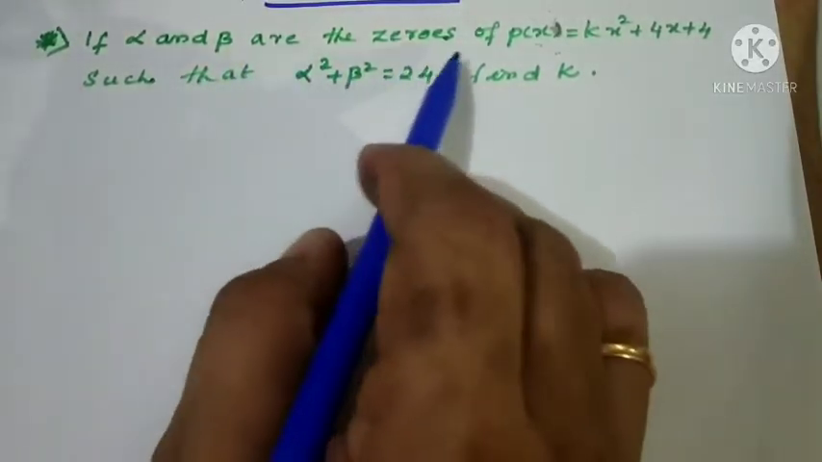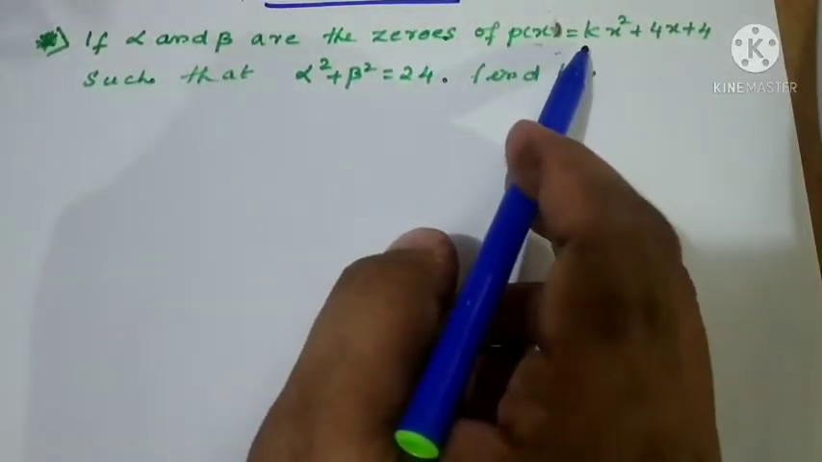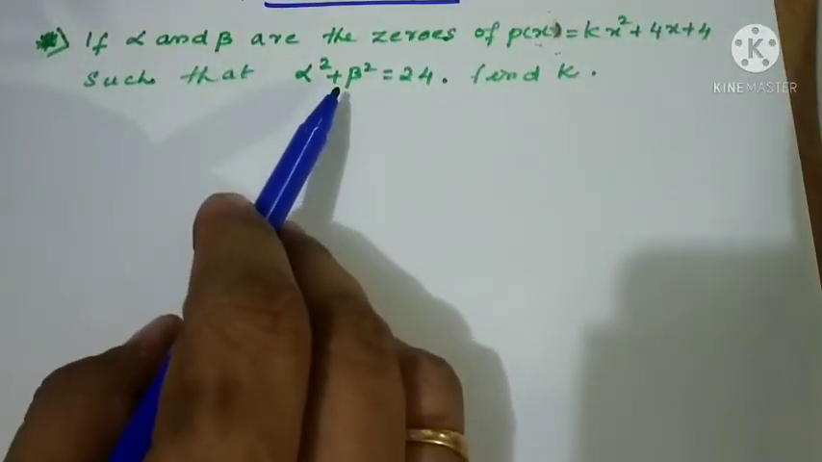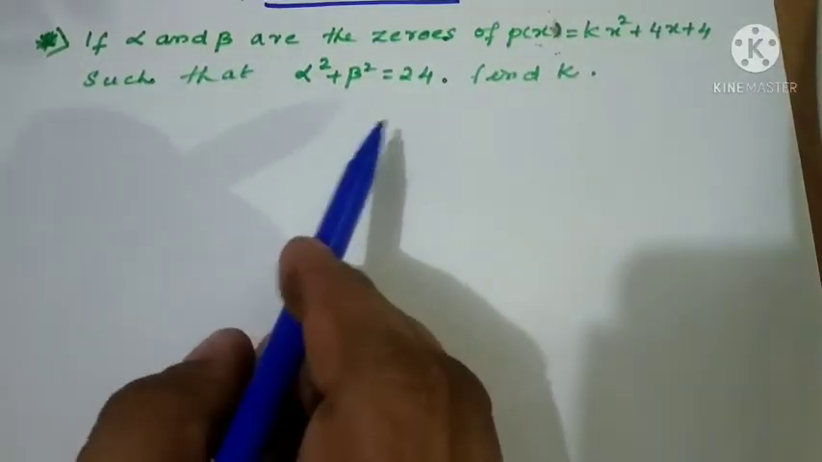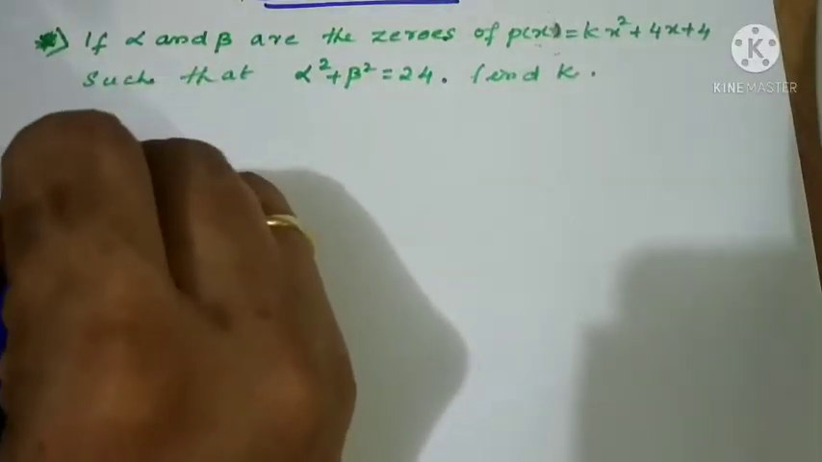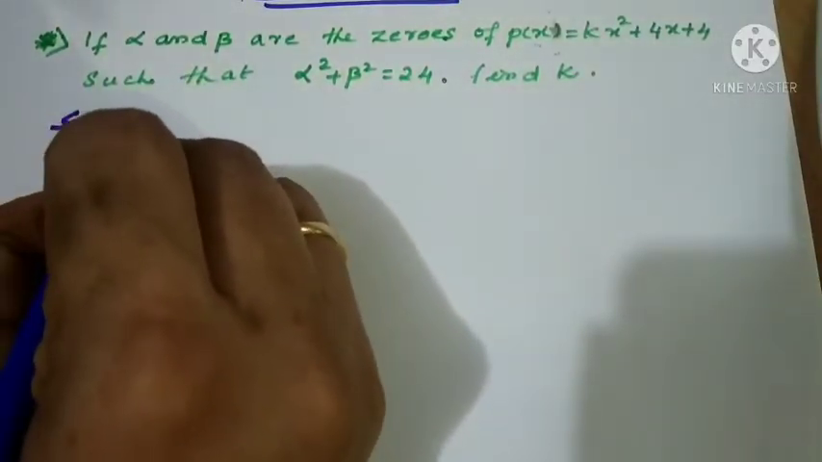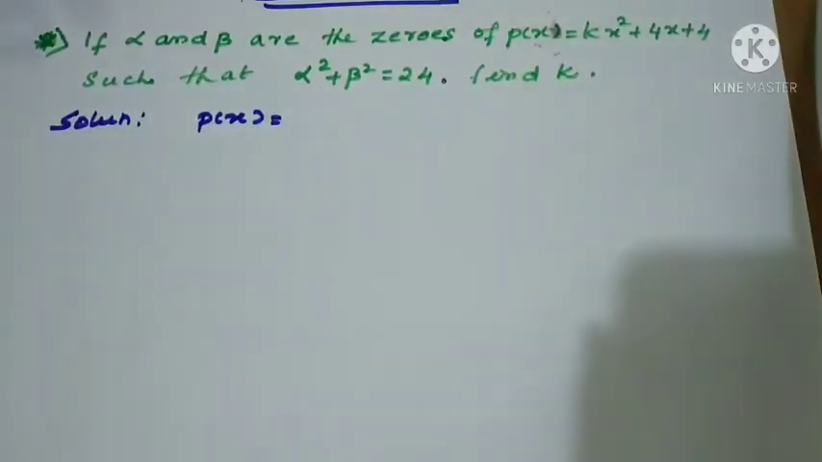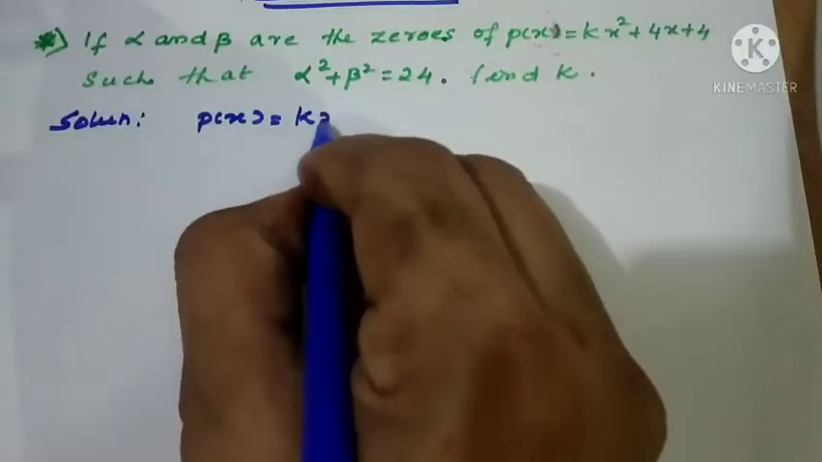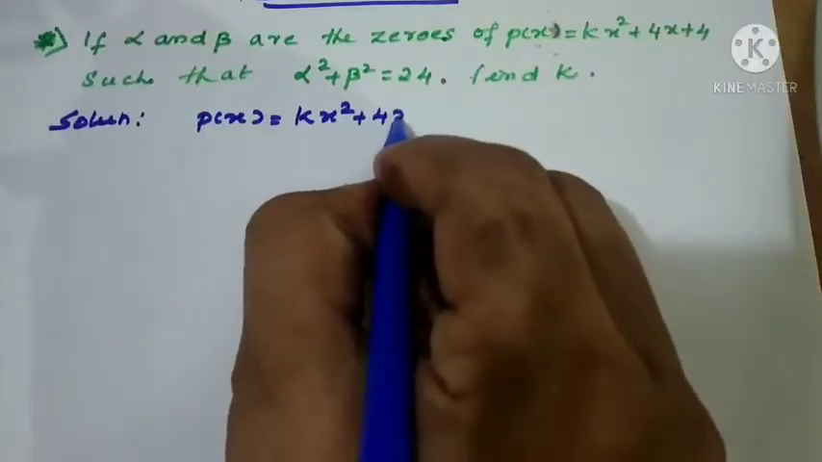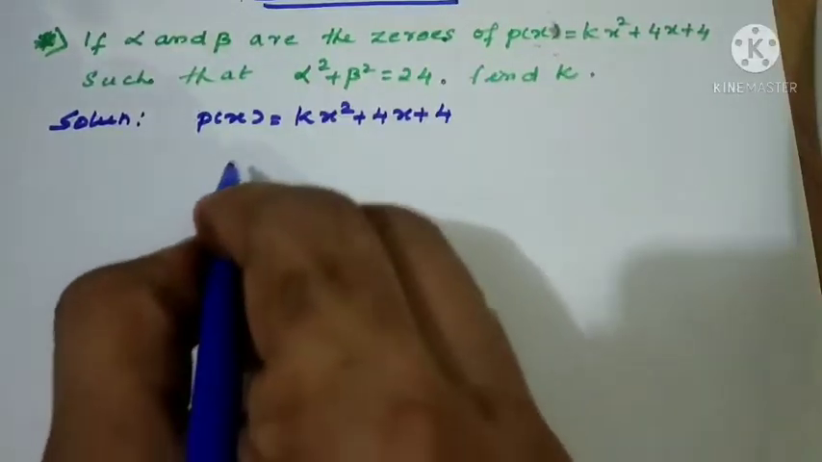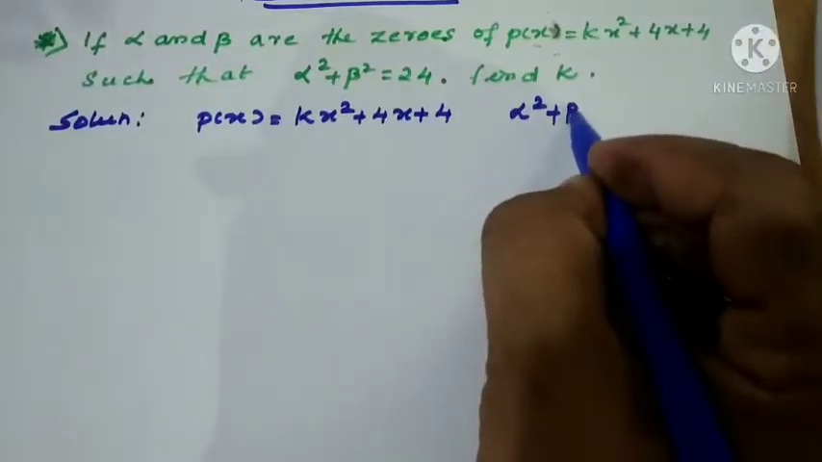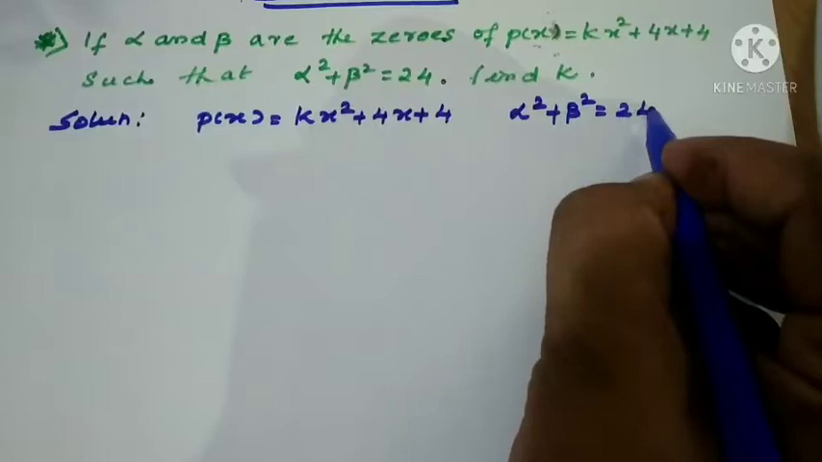If alpha and beta are zeros of p of x equal to kx square plus 4x plus 4 and such that alpha square plus beta square equal to 24, find the k. So what is given? Solution. P of x equal to kx square plus 4x plus 4, and also what is given? Alpha square plus beta square equal to 24.